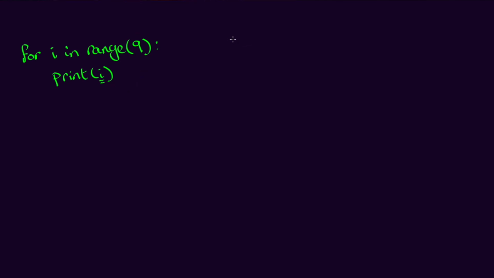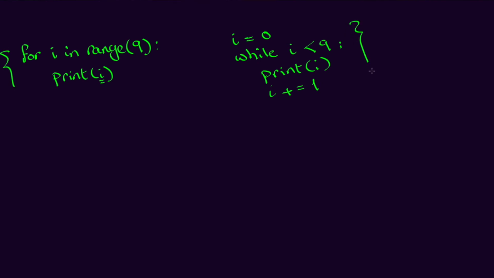First, you have to initialize the value of a variable. Let's say I is equal to 0. And then we can say while I is less than 9, print I. And then we say I plus equal 1, or I is equal to I plus 1. As you see here, this for loop is equivalent to this while loop.